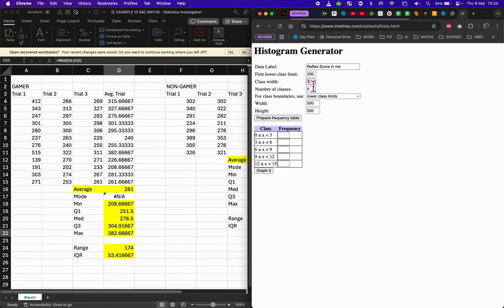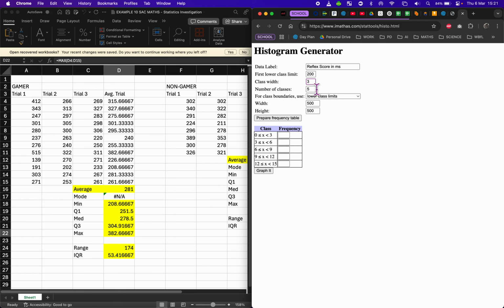Class width tells you how wide the classes are. So the class width that this used to be was 3. That's why it goes from 0 to 3. So you have to think a little bit. I need it to go up to, what's a nice round number just beyond 382? I need it to go up to 400, right? Because that's the closest nice round number to that. That's a spread of about 200.